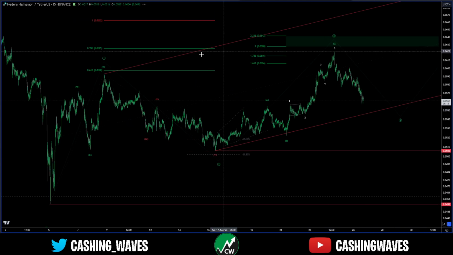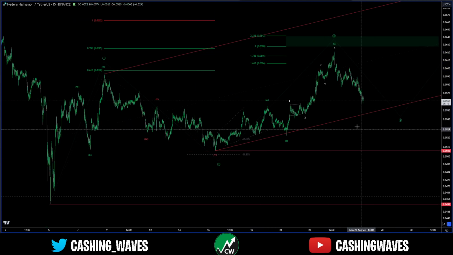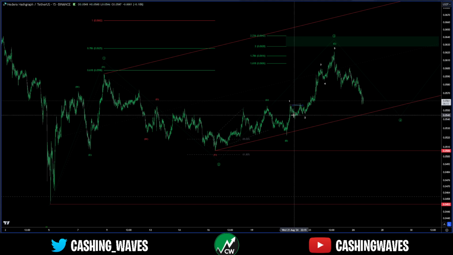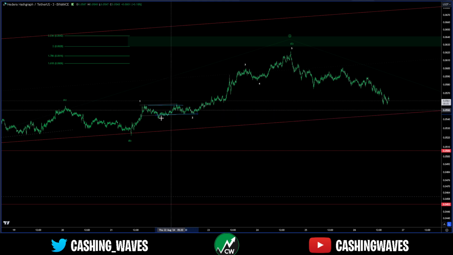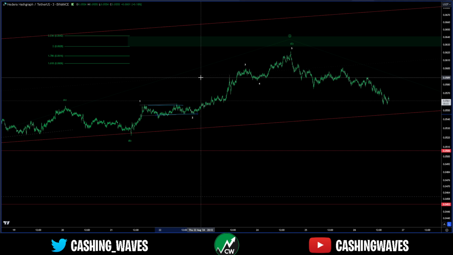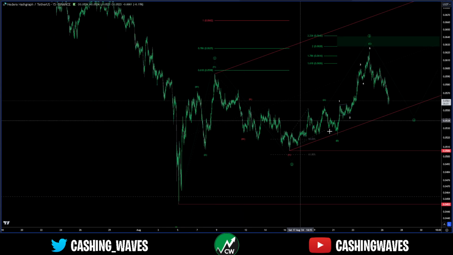But we did come to the exact zone we wanted to between the 618 and the 786. As you can see how that tiny little move makes a difference. And if you go down to the really small time frames, it's very difficult to tell the difference between a 5-wave move and that or a 3-wave. Unfortunately, that's just the way things are.